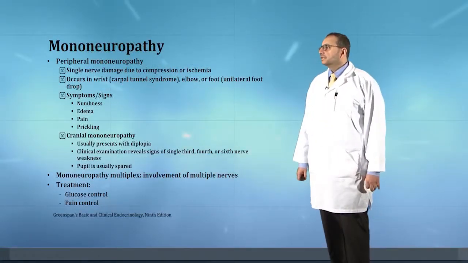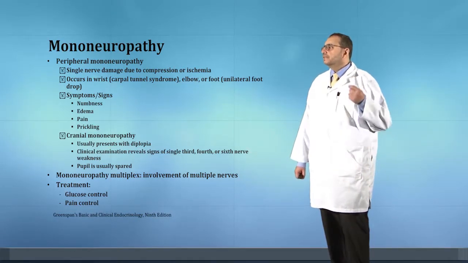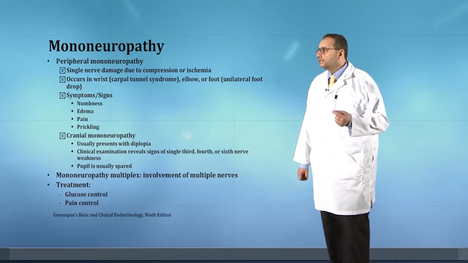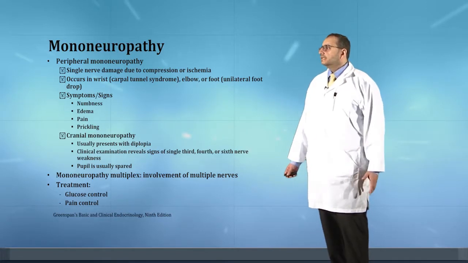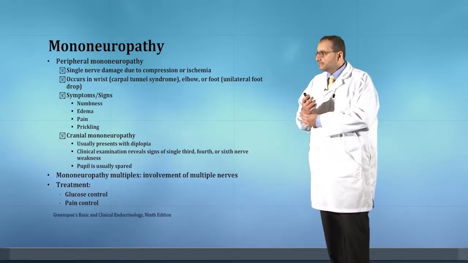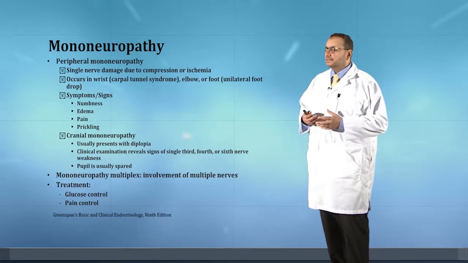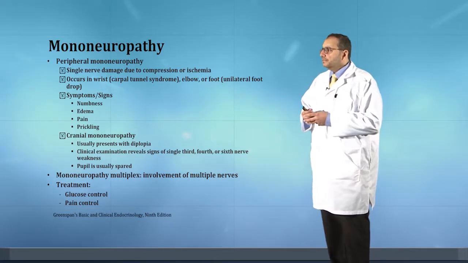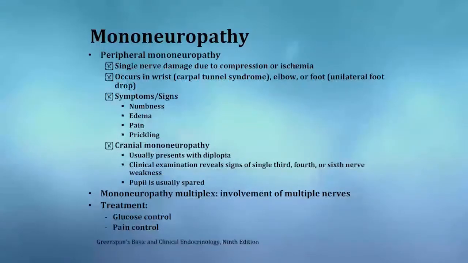Mononeuropathy can be a single nerve that is damaged due to compression or ischemia. It can occur in the wrist, and usually the symptoms will be numbness, edema, pain, or pricking, or it can be a cranial mononeuropathy. As we said, it can be one of the mononeuropathies of the cranial nerves. The treatment is glycemic control and pain control.